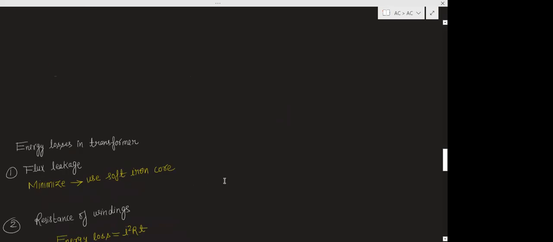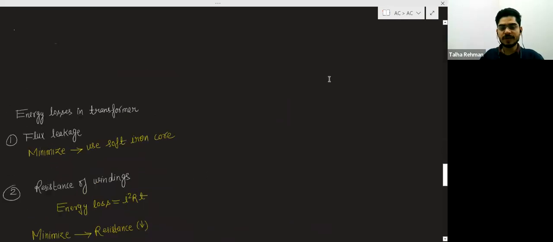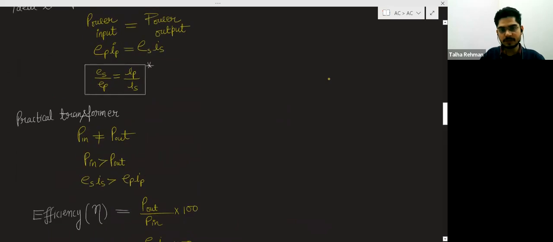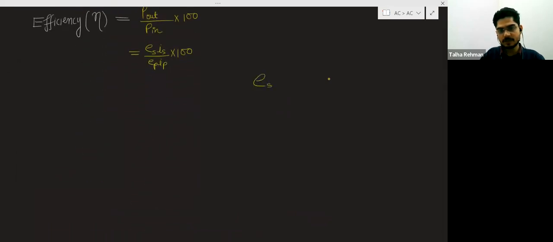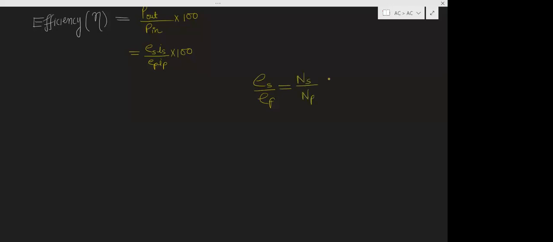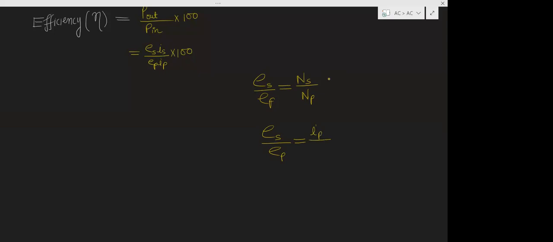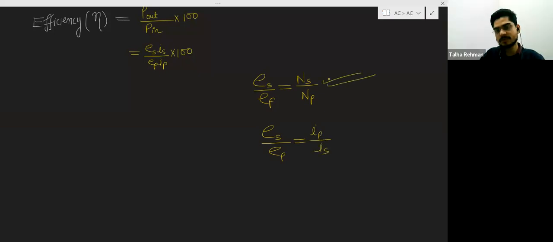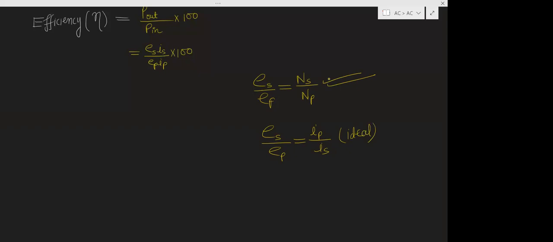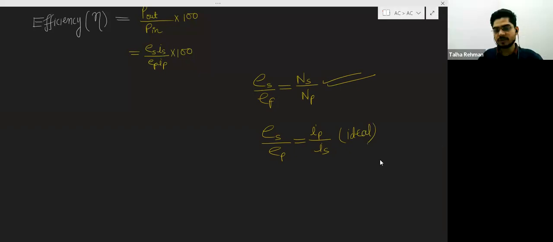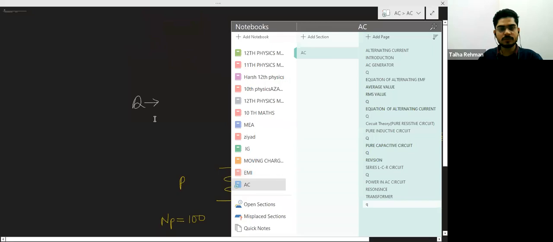Okay, so there is one question. Before that, you should know the relation ES by EP is equal to NS by NP. And also the relation ES by EP is equal to IP by IS, and this is valid always until and unless flux leakage is given, and this is valid for the ideal condition. So remember. The next question is based on this.